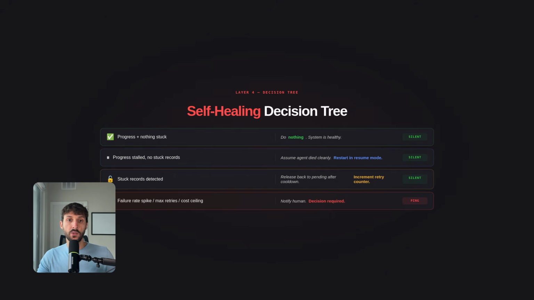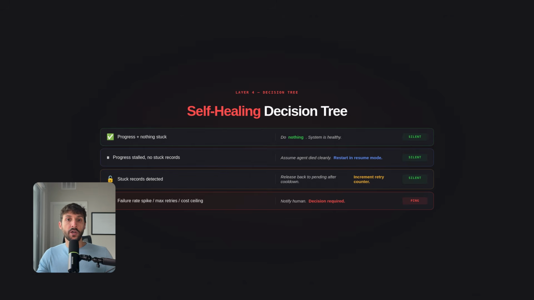If there are stuck records, the Watchdog releases them back to pending after a cooldown, meaning whichever agent claimed them lost the lock, and increments their attempt counter. Still no notification, the pipeline self-heals. If the failure spikes above baseline, or if a record has hit its max retry count, or if the cost ceiling is approaching the configured limit, that's when the Watchdog notifies me.